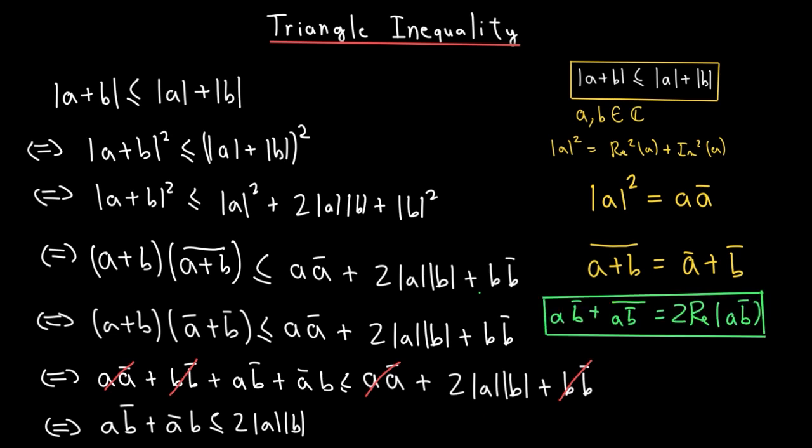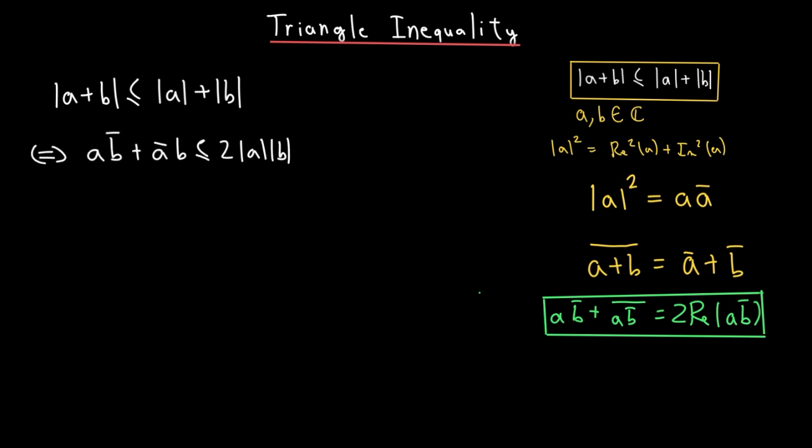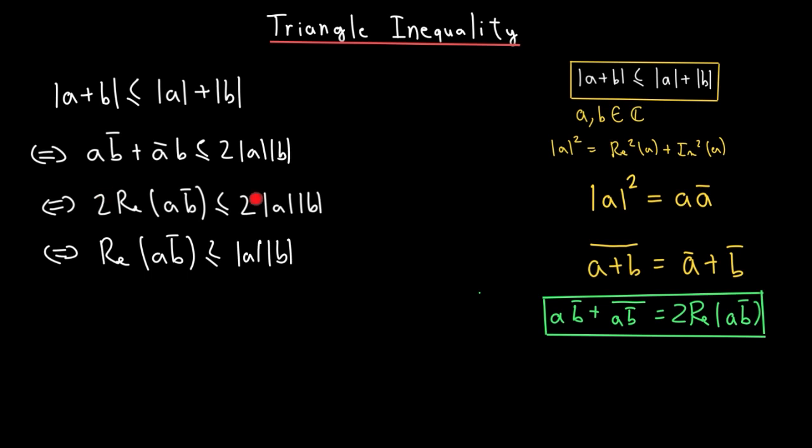So let me reiterate what we have just shown. We have seen that the product of the conjugate of a times b is actually a disguised form of the complex conjugate of this product over here. And so when we add a complex number with its conjugate, we get twice the real part of that complex number. Hence, we get that twice the real part of the product of a with the complex conjugate of b is less than twice the modulus of a times the modulus of b. And so I canceled out the 2's over here.